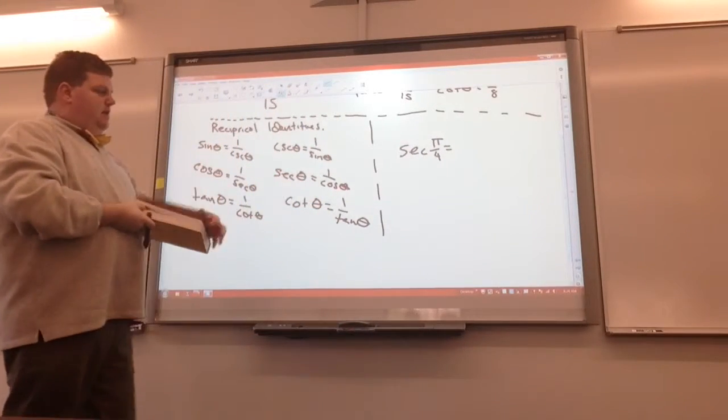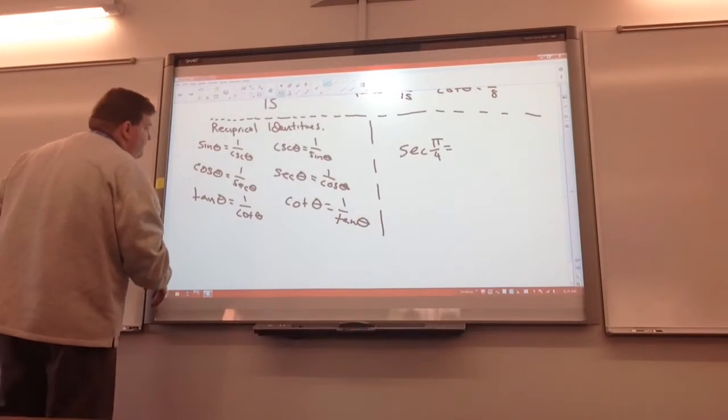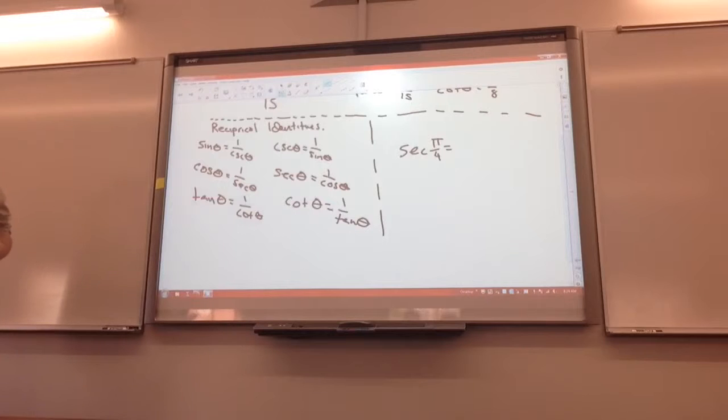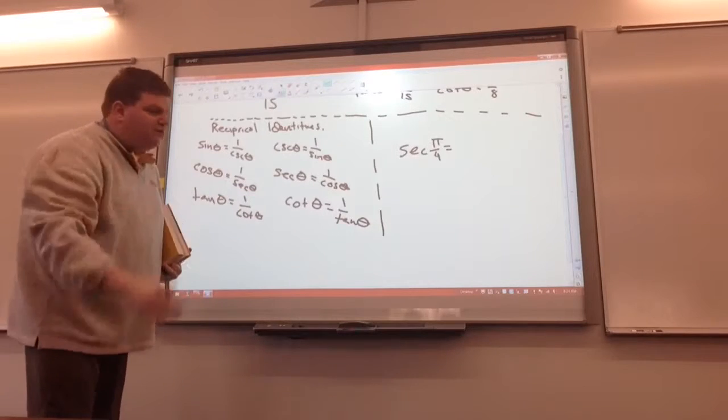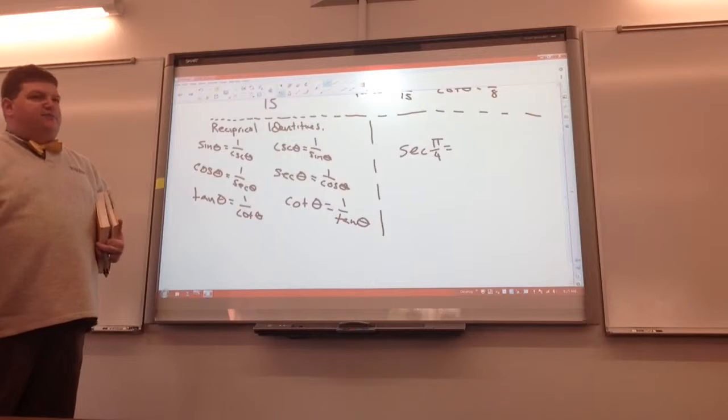Well, the secant, if you remember its basic ratio, is equal to 1 over x. That's because it's the flip of the cosine. The cosine is just equal to x, so the secant is 1 over x. So if I can remember that the secant is just 1 over the cosine, I can just figure out what the cosine is, and just put a 1 over it.